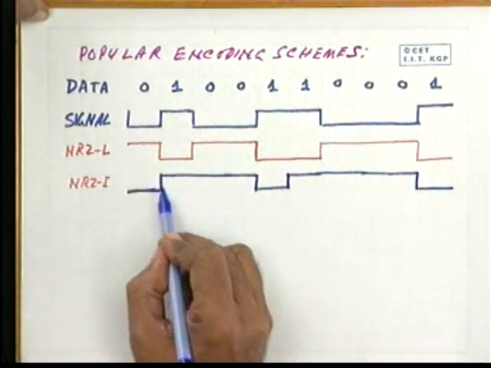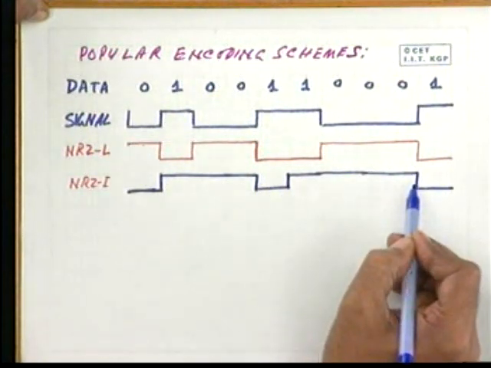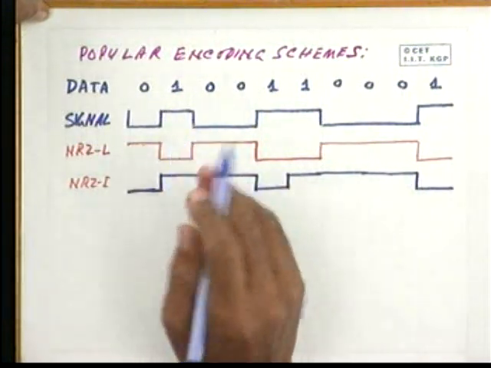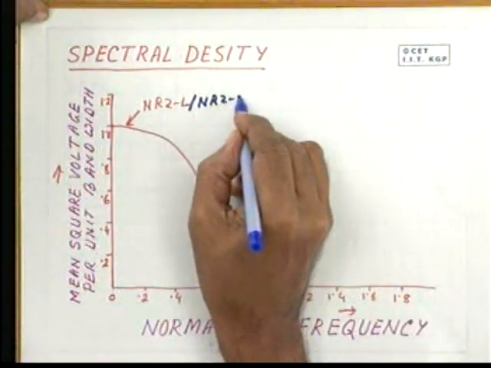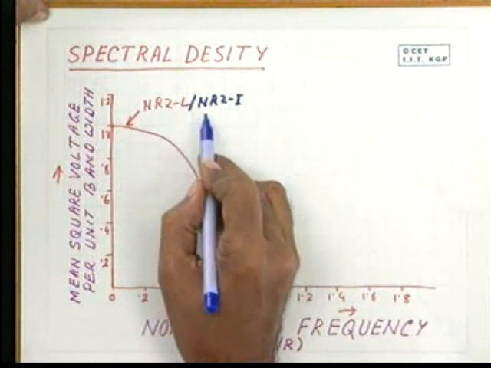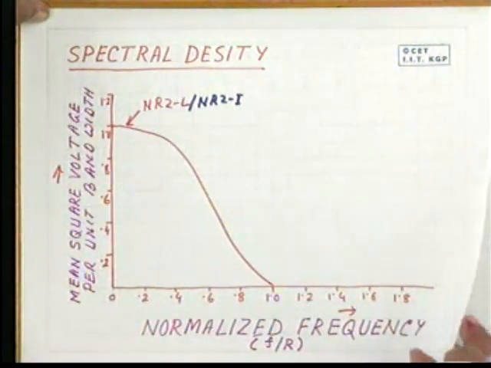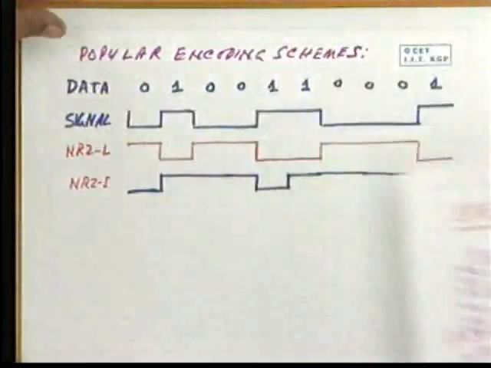So here the number of transitions, as you can see, is much less, and of course for alternate sequences of zeros and ones it will be same as NRZ-L. So spectral density will be same as the NRZ-L. So you can say that spectrum will be same as NRZ-L. So NRZ-L and NRZ-I have the same spectrum. What about the other properties?